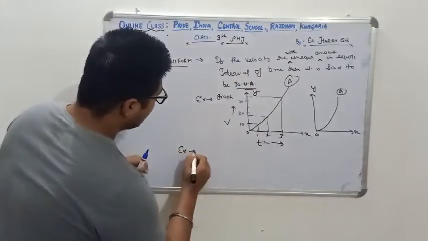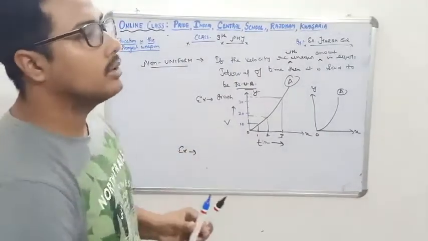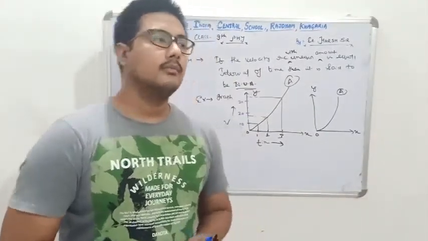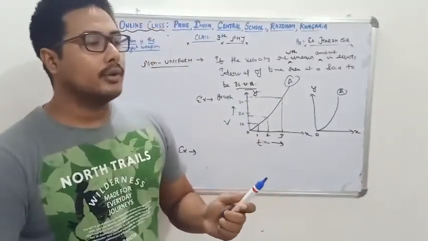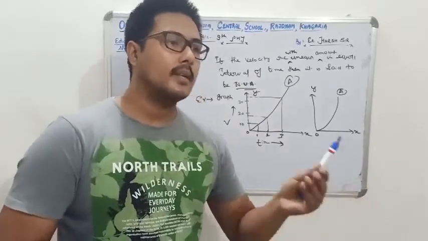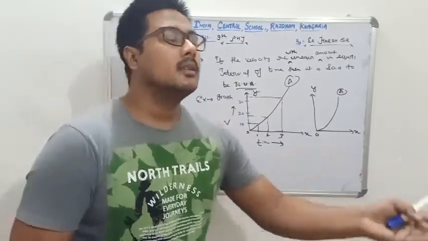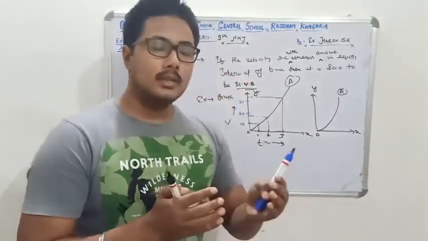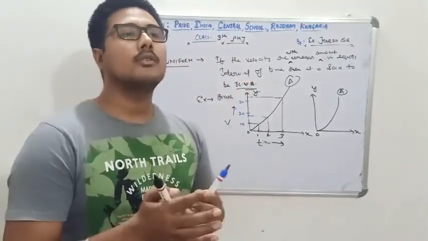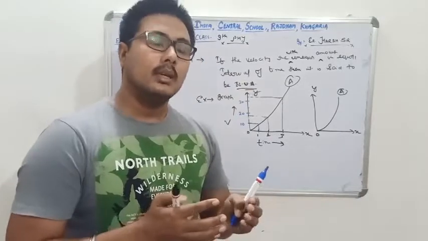Now, can you see some examples of a non-uniform motion? Suppose you are traveling in a car and for the first hour you have traveled at 20 km per hour, in the second hour you have traveled at 25 km per hour, in the third hour again you are traveling at say 40 km per hour. So what happens? In every hour there is an unequal amount of velocity that you are covering in equal interval of time.